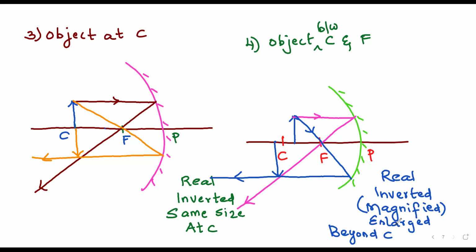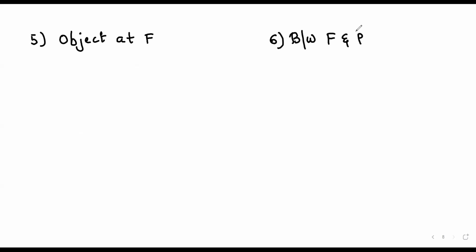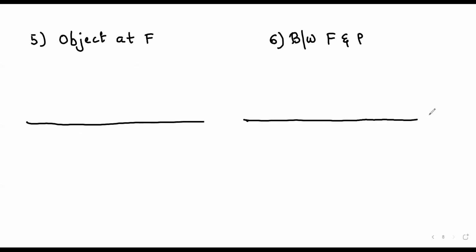Okay. Now the last 2 image formations of the concave mirror are when the object is at F, and the 6th one is when the object is between F and P. Okay. So let's see. We are taking the last 2 rays for the same. Okay. So this is our concave mirror.